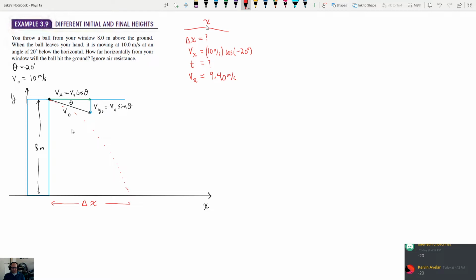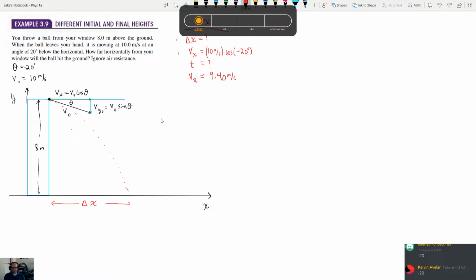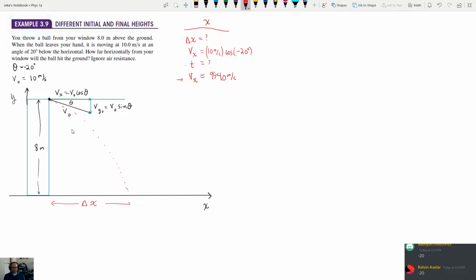All right, that's our x information. We can pretty clearly see that we only have 1, 2, 3 pieces of data. Actually, sorry, that's not even true. We only have 1 piece of data, and we have 2 unknowns. So we really can't do much with this. We need to have some more information. That's going to come from the y direction.